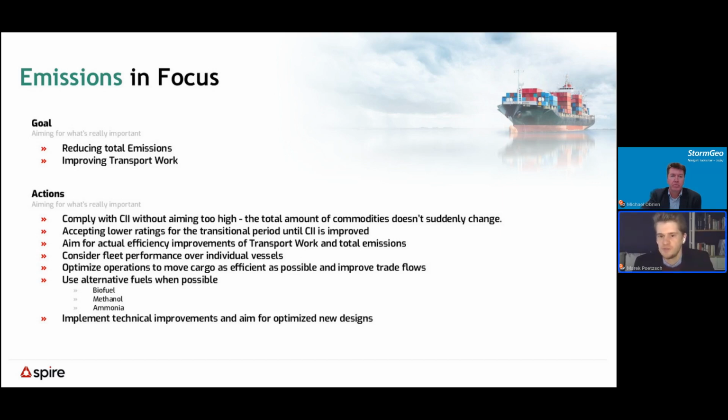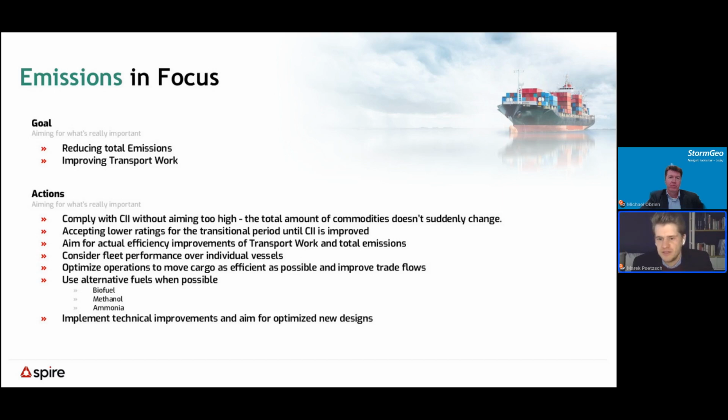And with that, we really want to highlight that you might want to look beyond just the CII and look at emissions and put emissions really in focus. Because if we reconsider everything, what are the real goals we as a society try to achieve? That's obviously to reduce the total emissions that vessels create, and improve the transport work, be more efficient in the cargoes we carry, and reduce the emissions, and thereby obviously also potentially, depending on the methods used, even reduce operating costs in some cases.